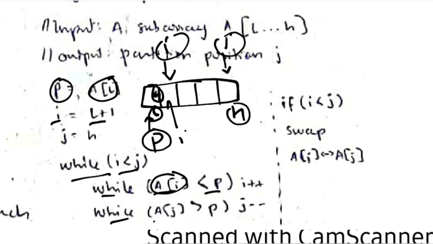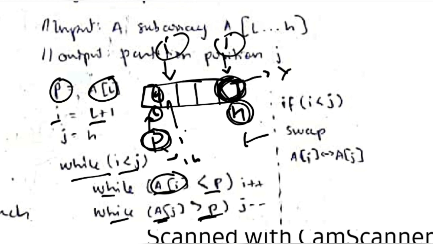Then similarly, while A of J is greater than P, consider this as 14, from the H we'll be comparing. If A of J, this position, is greater than P, we should still move on further, because when comparing from the right, this element should be less than P, which is 14 here. When we get the element which is less than 14, at that time we should stop.